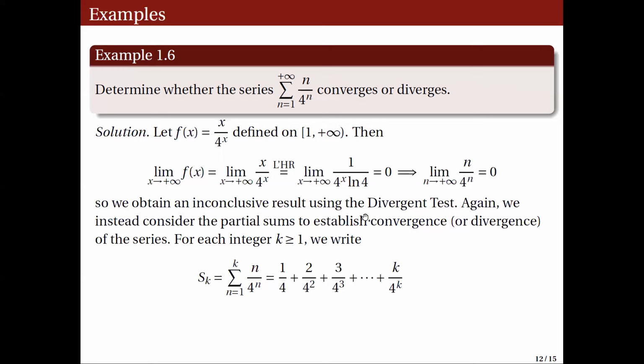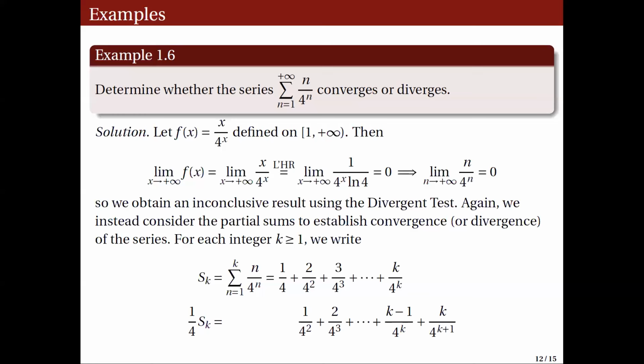And then our next step is to multiply s of k by 1/4, and we have to rewrite our sum in this way so as to match the coefficients of 1/4. So in this case, we have 1/4 s of k is equal to 1 over 4 squared plus 2 over 4 cubed, and so on until k minus 1 over 4 to the k plus k over 4 to the k plus 1.